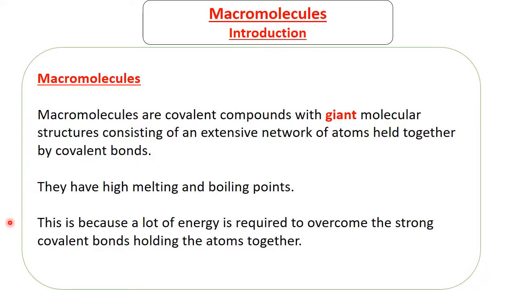Why is it so? This is because a lot of energy is required to overcome the strong covalent bonds holding the atoms together. So macromolecules have many atoms that have lots of bonds in between them. Despite the covalent bonds being inherently weak, when you need to break these bonds, since they are many, you need a lot of energy to break all of them. That's why they have high melting and high boiling points.